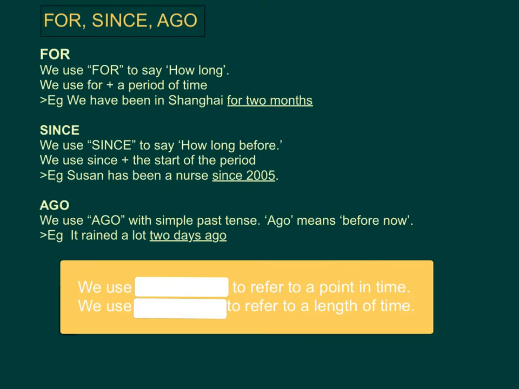Since. We use since to say how long before. We use since plus the start of the period. For example, Susan has been a nurse since 2005.